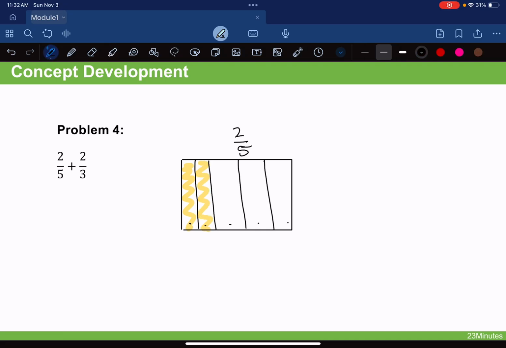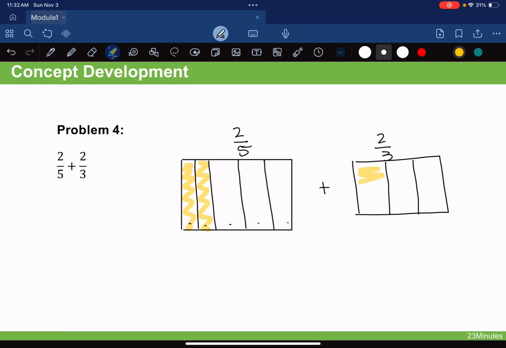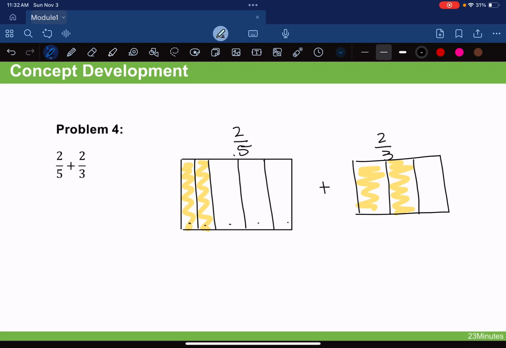2. Now I'm going to do the other fraction, which is 2/3. You should have made a total of 3 parts because your denominator is 3. And you should have shaded in 2 of those 3 parts because your numerator is 2. Then you should have come back over and gone the opposite direction. Since my denominator is 5 here, I'm going to use the 3 from the other one, and go left to right and cut it into 3 parts.